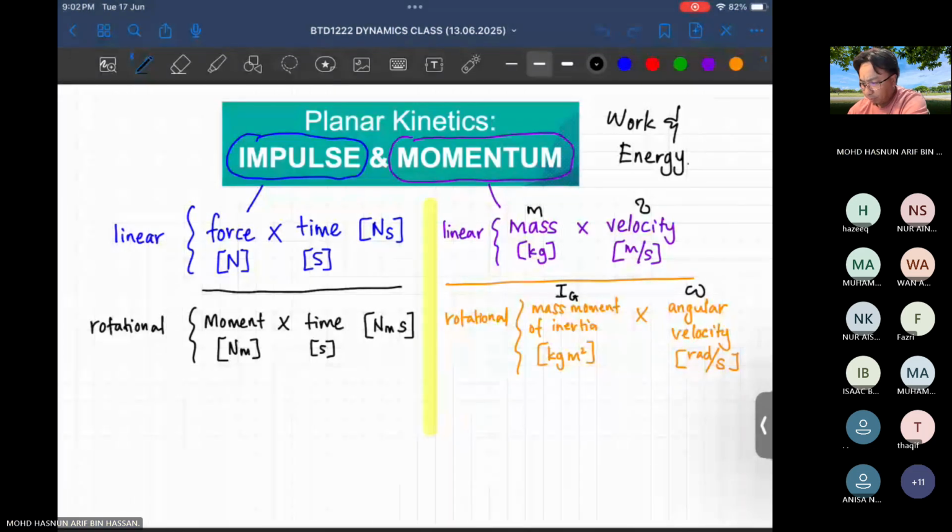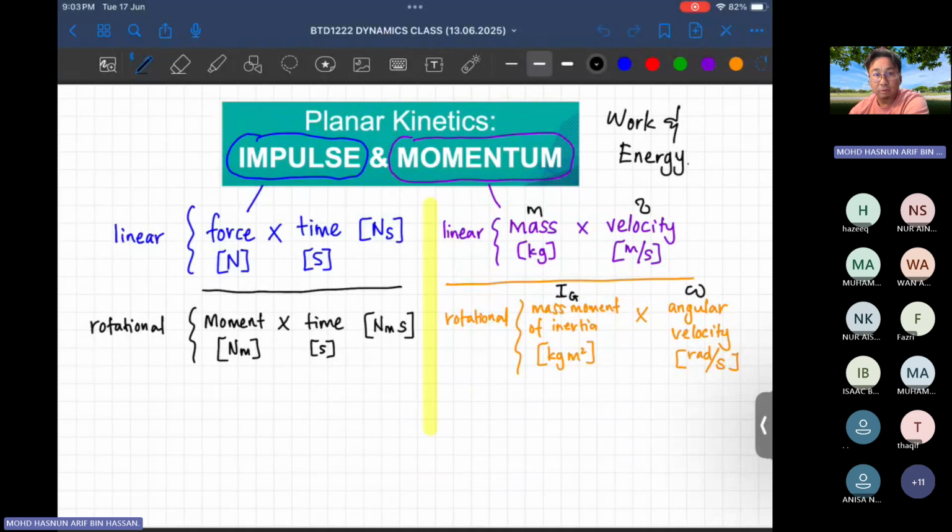Okay, so in the previous class, we have discussed impulse and momentum. You should understand by now that impulse is force multiplied with time for linear, and for rotational, moment multiplied with time. The unit for impulse is Newton second for linear, and Newton meter second for rotational. Momentum is m times v for linear, mass times velocity, and for rotational it is mass moment of inertia, IG, multiplied with angular velocity omega. These are the parameters you need to understand for impulse and momentum, and it is very similar to work and energy.